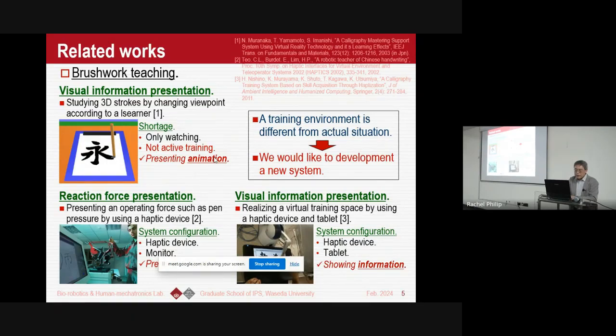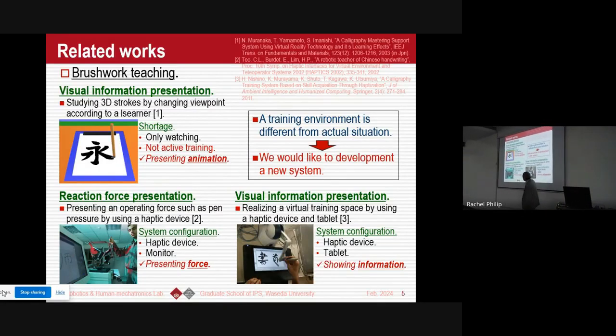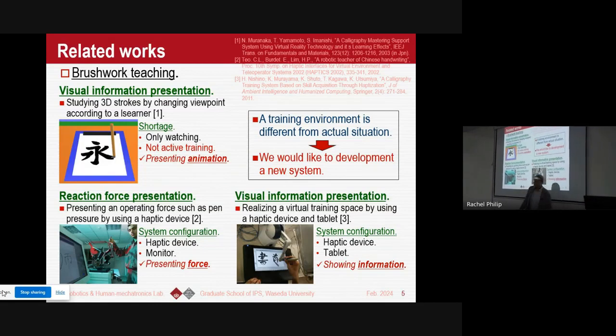And the second one, at the below left side, is a reaction force presentation. You can see this picture. This device is a haptic device, and the learner is holding this, and the reaction force is given here. The learner looks at this display, and the writing's reaction can be felt, can be transferred by using this kind of device, this haptic device. So these two devices are necessary for this kind of system. Yes, it is good for feeling the reaction force, of course.